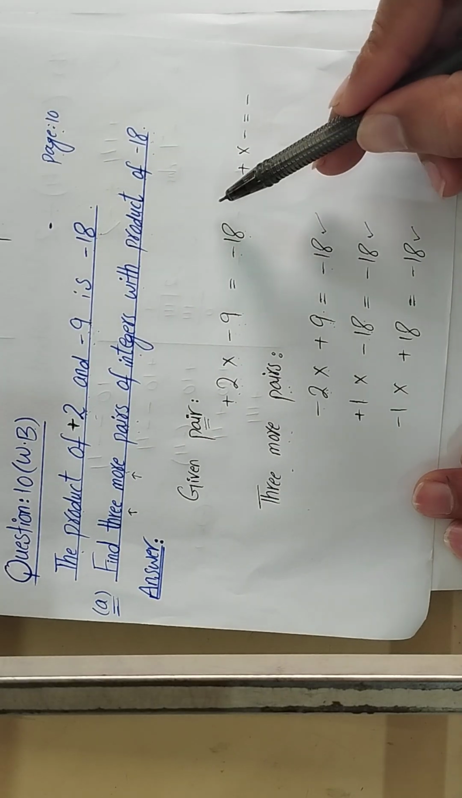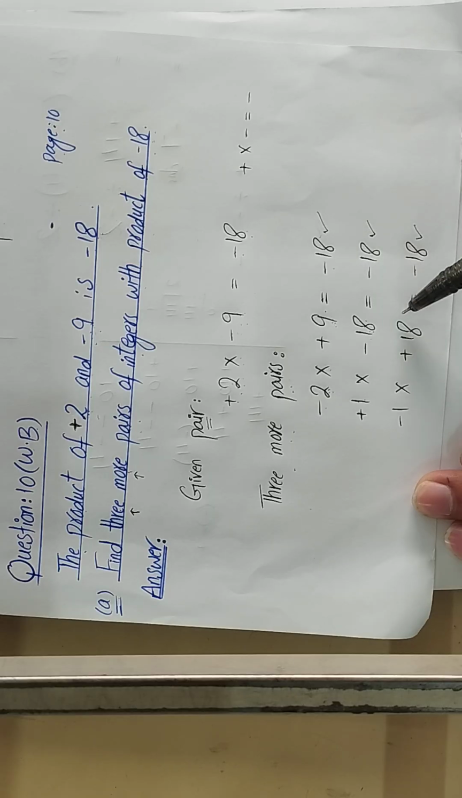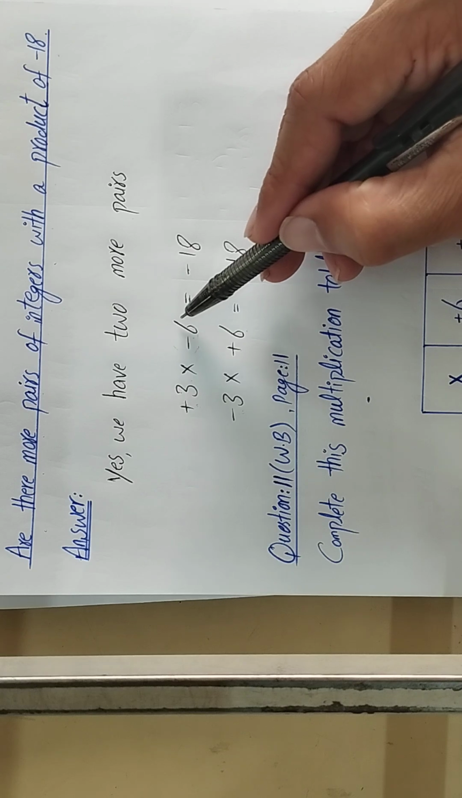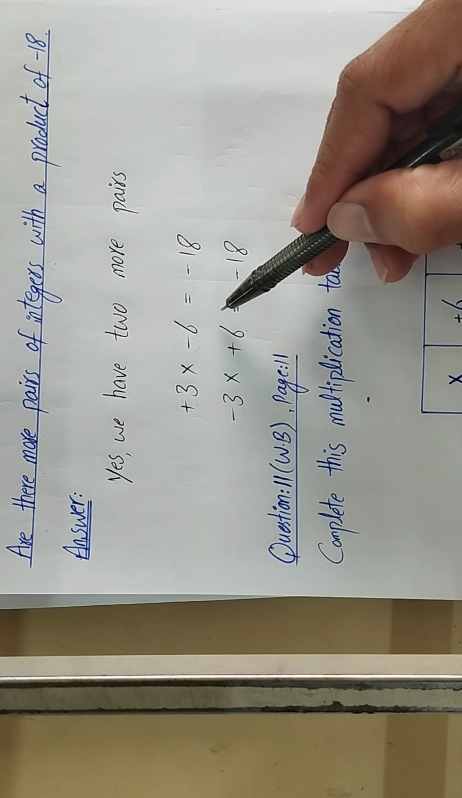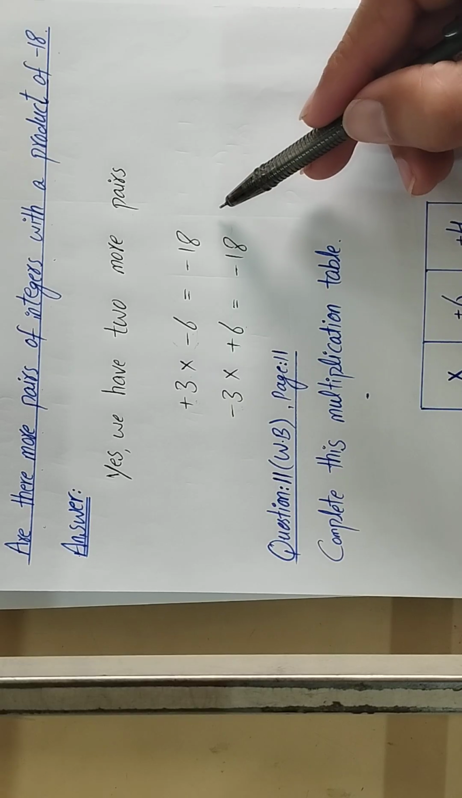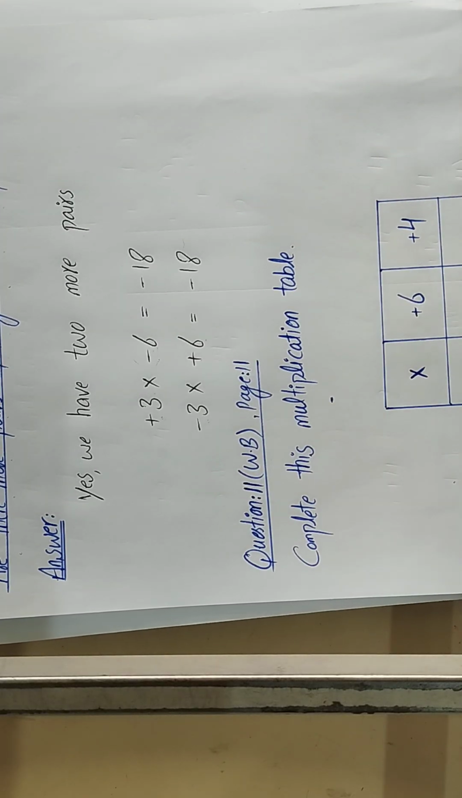One pair it was already given, second pair, third pair, fourth pair. This one is pair number 6, this one is pair number 5, and this one is 6. So we have a total of 6 pairs that give us minus 18 when we multiply them. So that was our answer to this question. I hope you understood the idea.